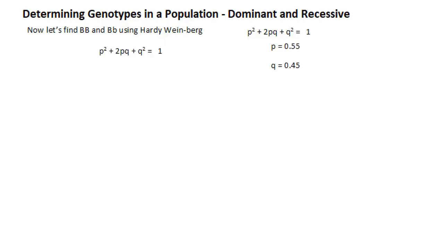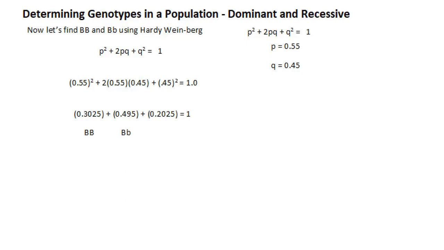We plug in p equals 0.55 and q equals 0.45. p squared, when we square that, it's 0.325. 2pq, when we plug that in, it's 0.495. And q squared, when we square q, we get 0.2025. What you've got to remember here is that p squared is the frequency of homozygous dominant. It is BB.